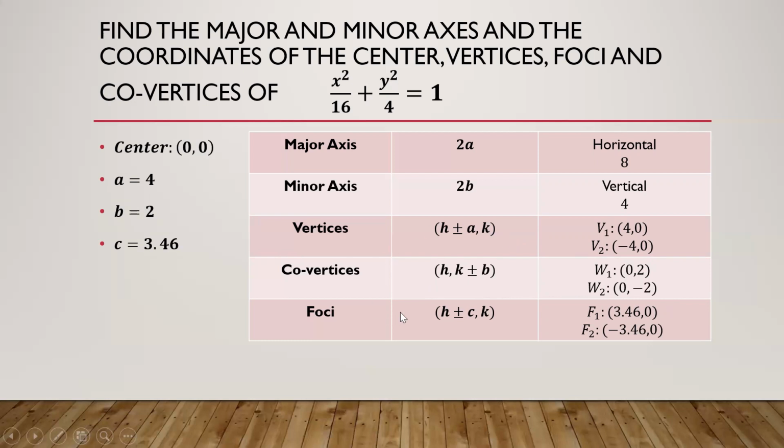Now for our foci, it's h plus c. So h plus c, 0 plus 3.46. So that gives us 3.46 comma 0. So we just copied again the k, which is 0. Next, it's h minus c comma k. So 0 minus 3.46 gives us negative 3.46 comma 0. And then that's it.